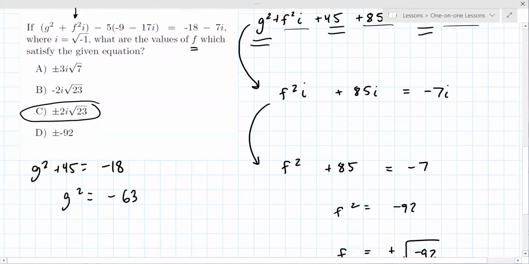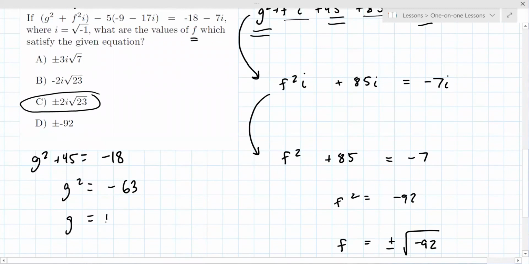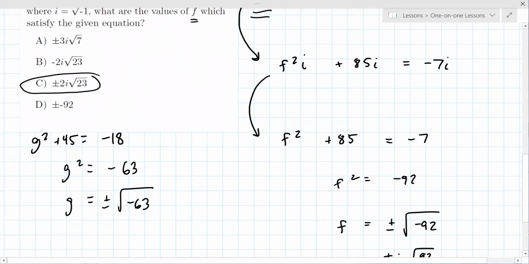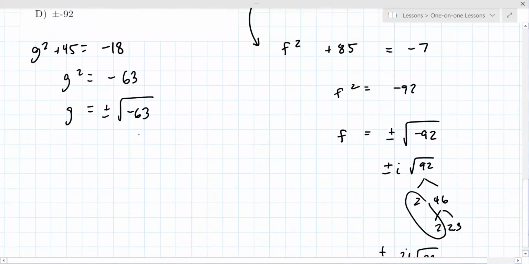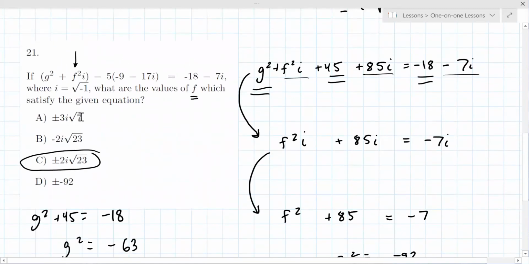Now, this one may not look like it, but it does reduce. It's plus or minus the square root of minus 63. So that's 3 and 21, 3 and 7. So 3. g equals plus or minus 3i root 7. Yeah, that one is there, which, I mean, if you went down the wrong road, you could easily solve for the wrong thing.